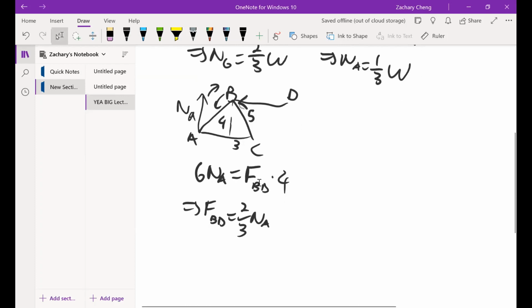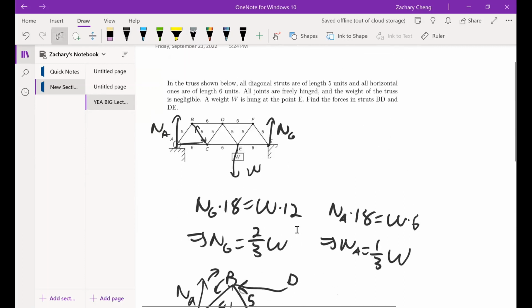then this FBD is actually equal to 3/2 NA, my bad. And so since NA is 1/3 W, then this is just 1/2 W. So that's FBD. That was the first part of the problem. Now, if we want to find the force in DE, that's a bit more complex.